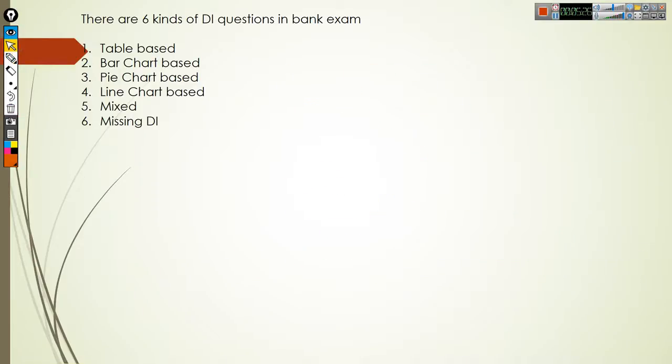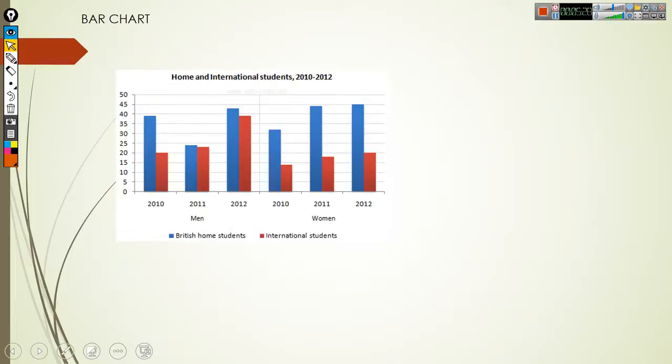Okay, so let's proceed with the bar chart. So this is a bar chart. Again, I'm going to tell you how to read the bar chart. This is 0, this is 5. It means there are four values between them, 1, 2, 3, 4. So you can easily see the height of the bars. Suppose it is asked in a question.